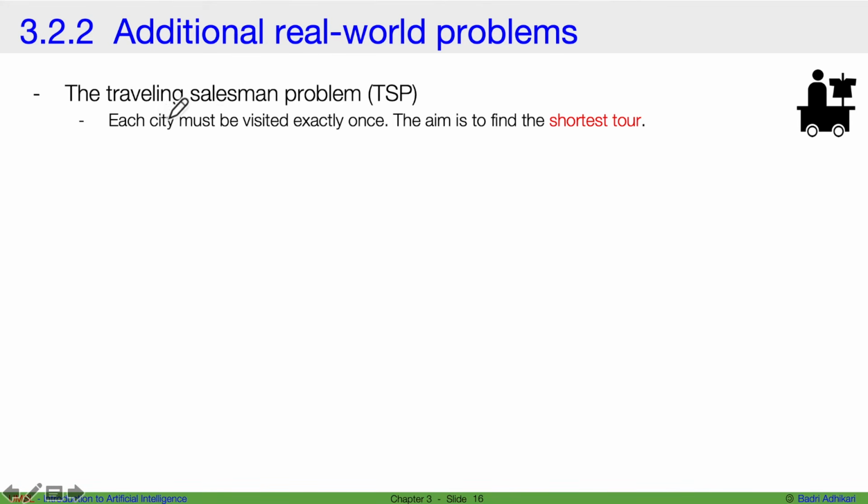Let's look at some additional real-world problems. One very popular problem is the traveling salesman problem. The traveling salesman problem is that, let's say we have a traveling salesman who's trying to sell certain items. The salesman wants to visit each city exactly once. The aim is to find a shortest tour. That is, how can the traveling salesman visit all the cities that he wants to visit exactly once, come back to the original city with the shortest tour possible.